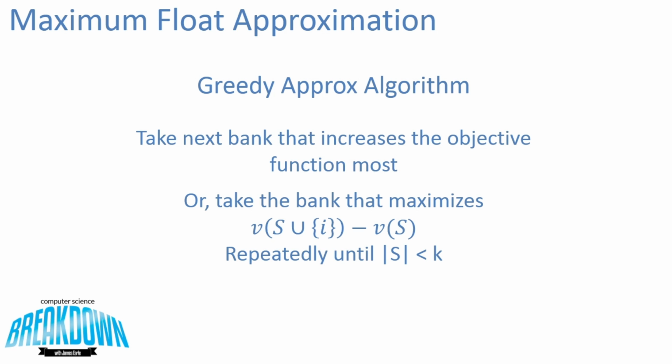So the set not including bank I would be the set at the previous iteration in the algorithm, and the set including bank I is the current iteration in the algorithm. So the difference between including bank I and not including bank I needs to be as large as possible, which is really just a fancy way of saying we're taking the one that gives us the largest value. This is just how you would write it out given the notation that we've already defined. So this process is what we would do until the cardinality of S, or pardon me, it would be while the cardinality of S is less than or equal to K.